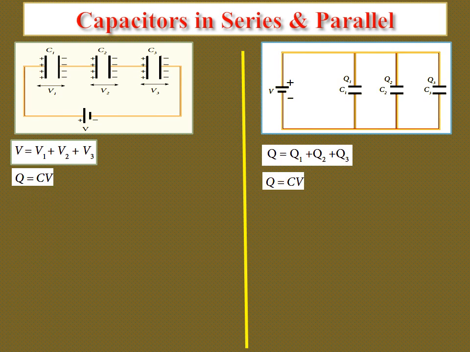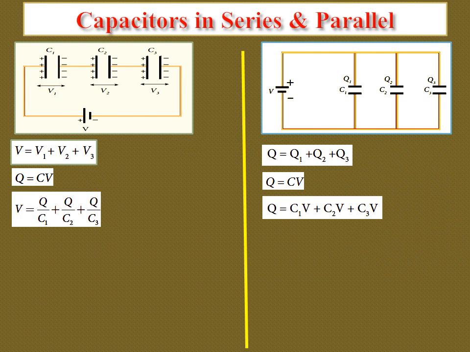The next formula, Q is equal to CV. Now what is the value of the total voltage around the 3 capacitors which are connected in series? It is Q by C1 plus Q by C2 plus Q by C3. Whereas when they are connected in parallel, it is going to be Q is equal to C1V plus C2V plus C3V. The effective capacitance is represented as CS in series connection and CP in parallel connection. Therefore, V is equal to Q by CS and Q is equal to CPV.